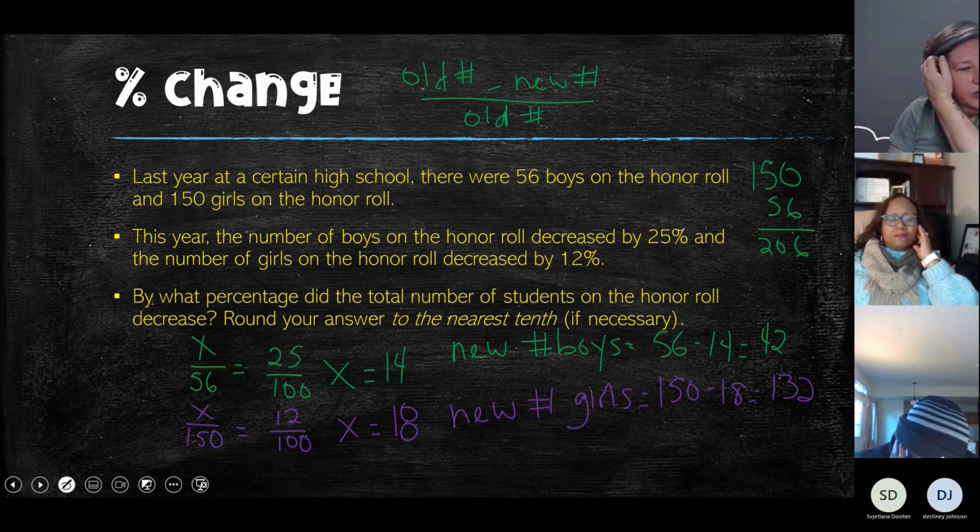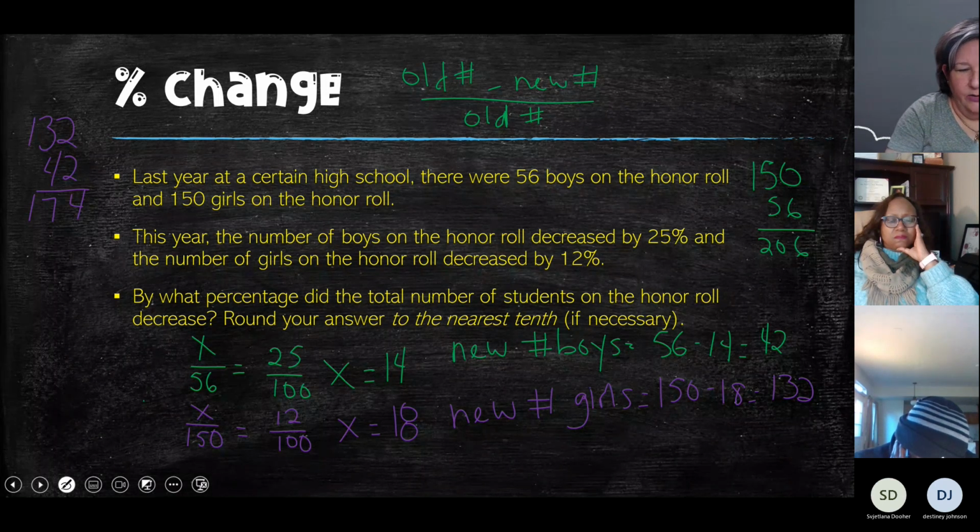Okay. So this year, which is not a good year for us academically, there are 132 plus 42. There are 174 kids on the honor roll.